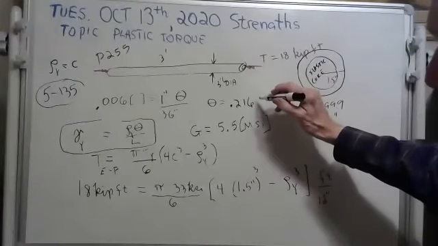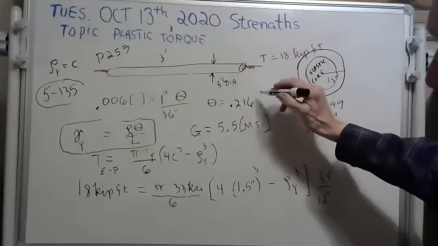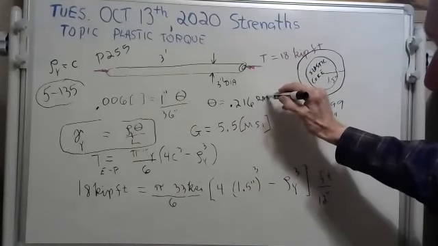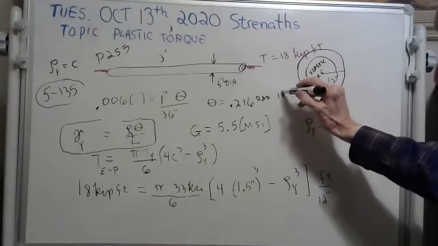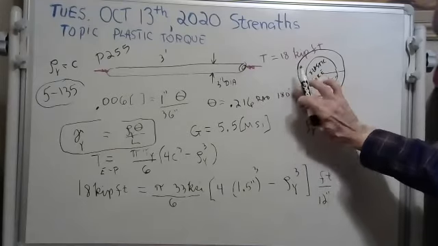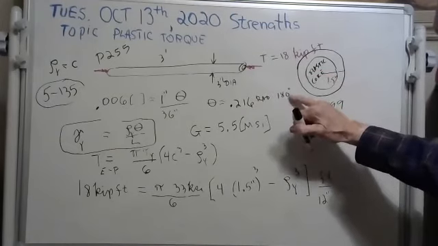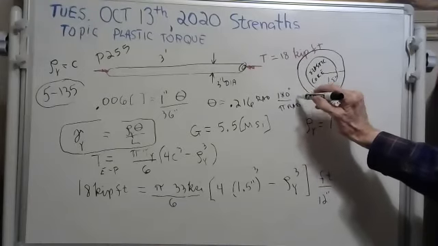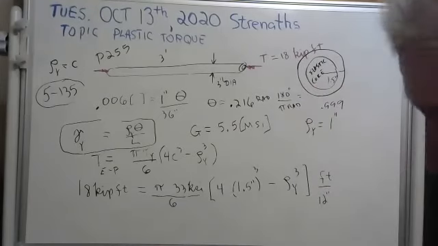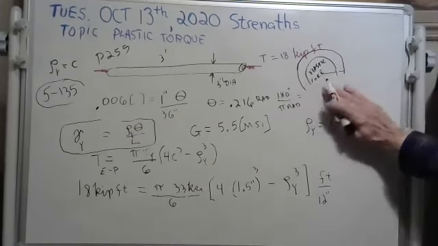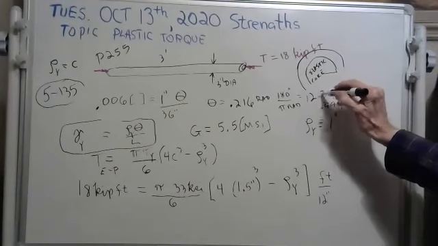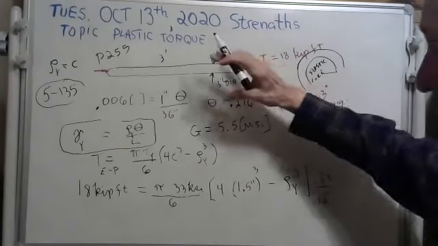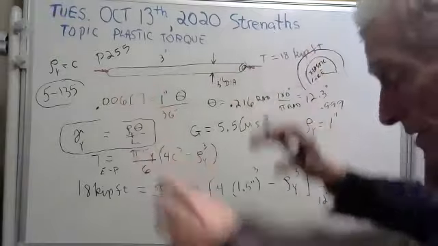That's radians. Now, if you wanted degrees, if that's radians, you're going to have to multiply by 180 degrees is pi radians. Okay, well, now I'm going to get the degrees. Here we go. Times 180 divided by pi. I'm getting 12.3 degrees. This rod twists 12.3 degrees.